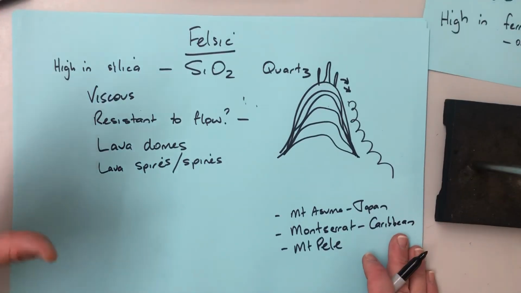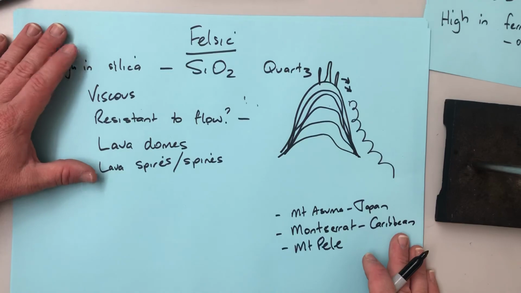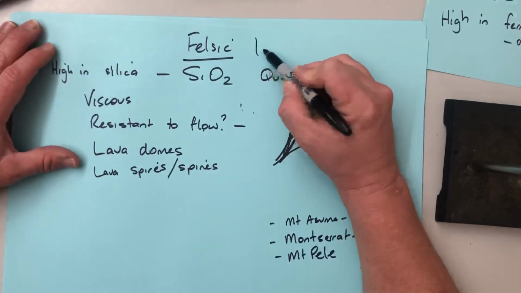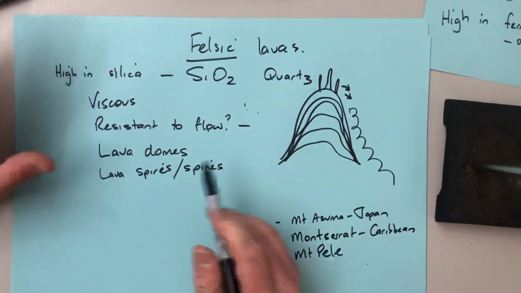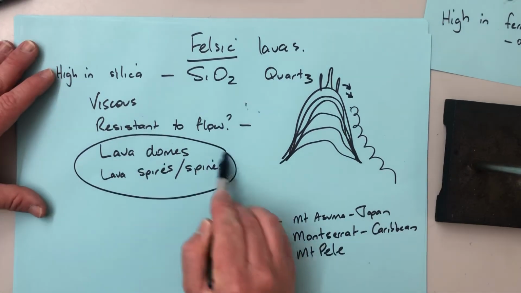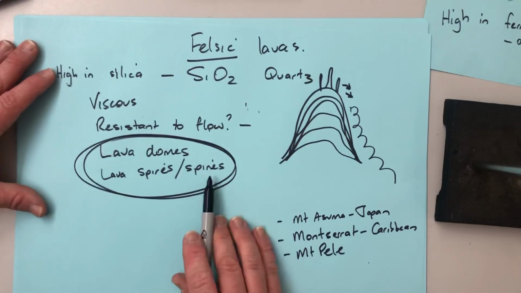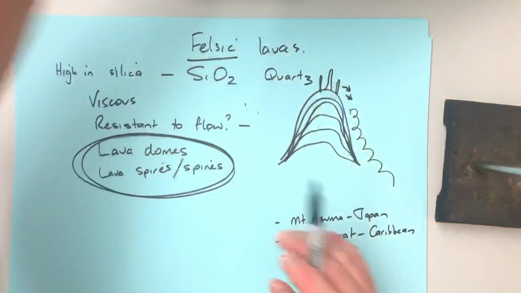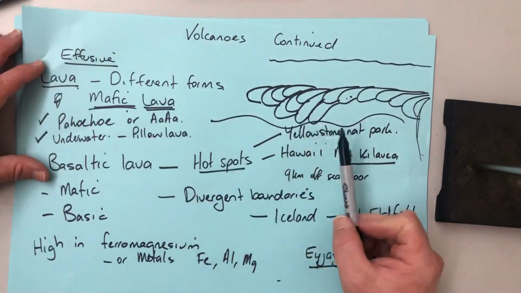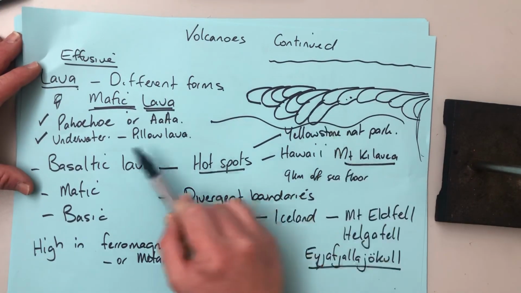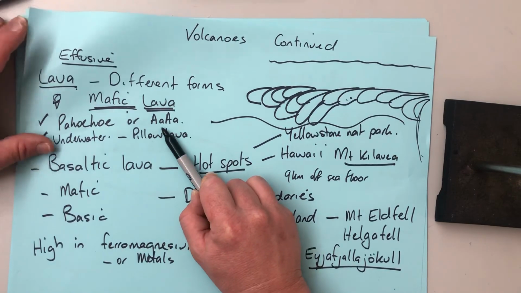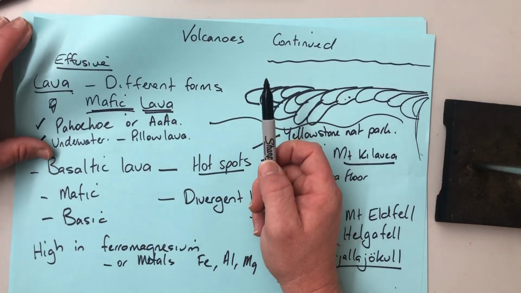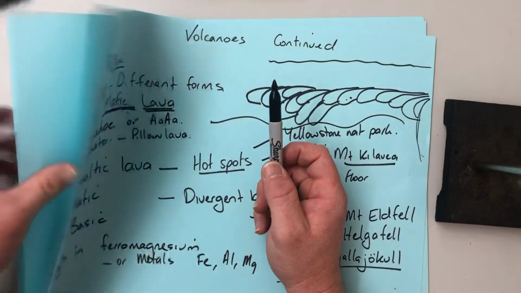All right, that's it with felsic lavas. So felsic lava features are lava domes and lava spines or spires. Mafic lava features are pillow lavas or pahoehoe or aa. All right, that's lava done. I'm going to stop the video, and the next one we'll talk about gas.